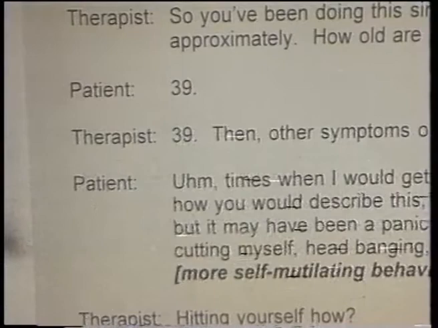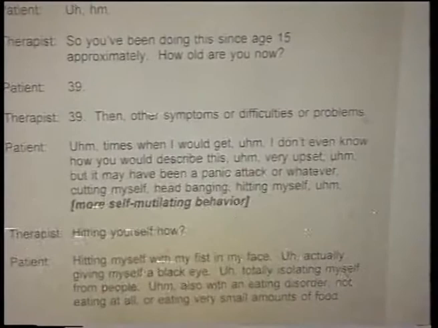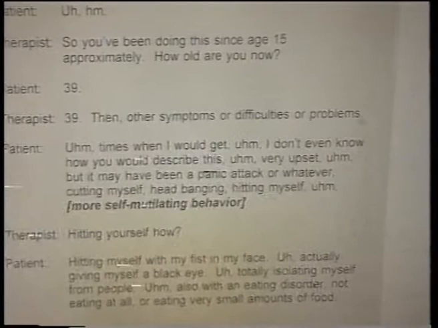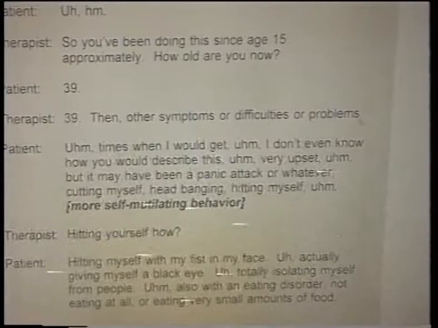Other times I'd get very upset, maybe have a panic attack. Stavo anche male, avevo attacchi di panico o quant'altro. Tagliavo, sbattevo la testa contro il muro, mi colpivo, eccetera. Kernberg pensa ulteriore comportamento automutilante. So this is not just recent behavior.